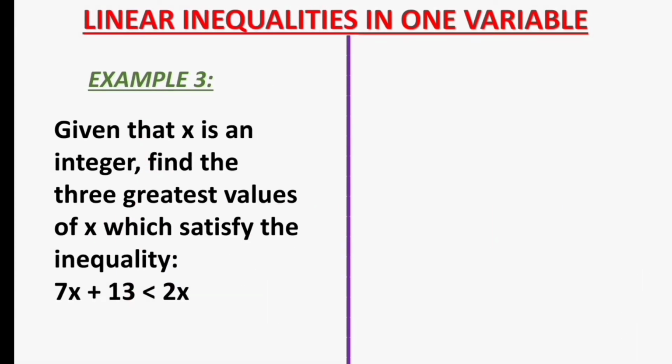Moving on, let's see our third example for linear inequalities in one variable. Example 3. Given that x is an integer, find the 3 greatest values of x which satisfy the inequality 7x plus 13 is less than 2x. Let's see the solution to example 3.